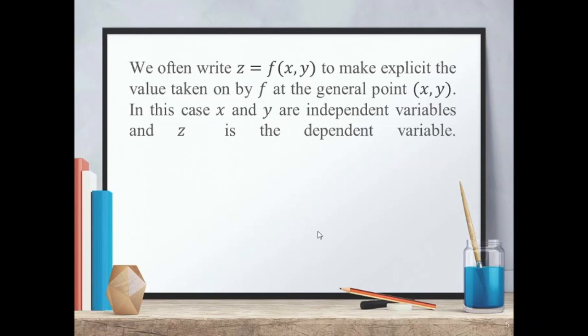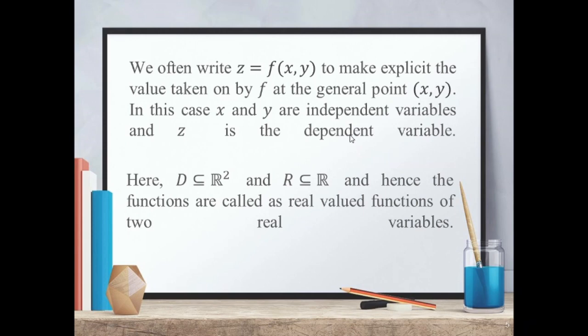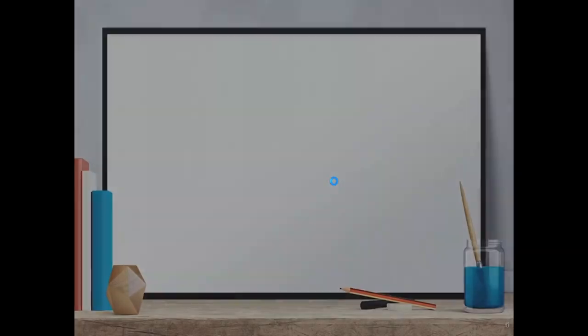We often write z equal to f(x, y) to make explicit the values taken on by f at the general point (x, y) in domain D. In this case, x and y are called the independent variables, and when we change x and y we will get a new value of z, therefore z is the dependent variable. Here domain D is a subset of R2 as it is a set of ordered pairs of real numbers, and the range is a subset of R as it contains only real numbers, and hence these functions are called real valued functions of two real variables.